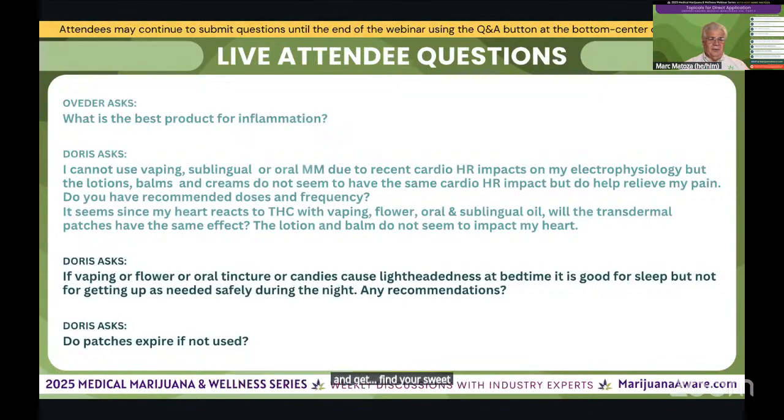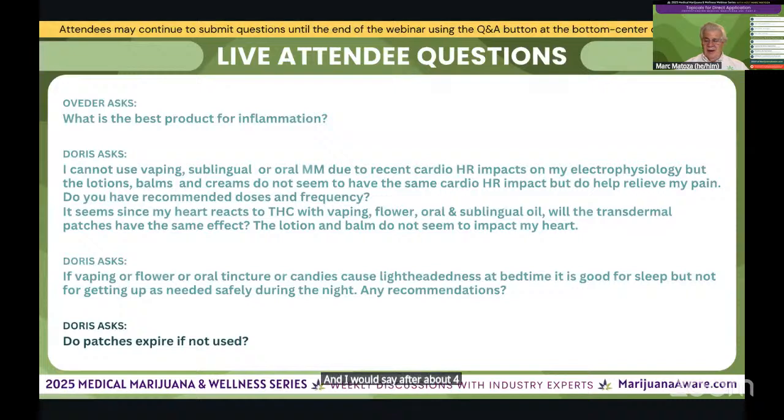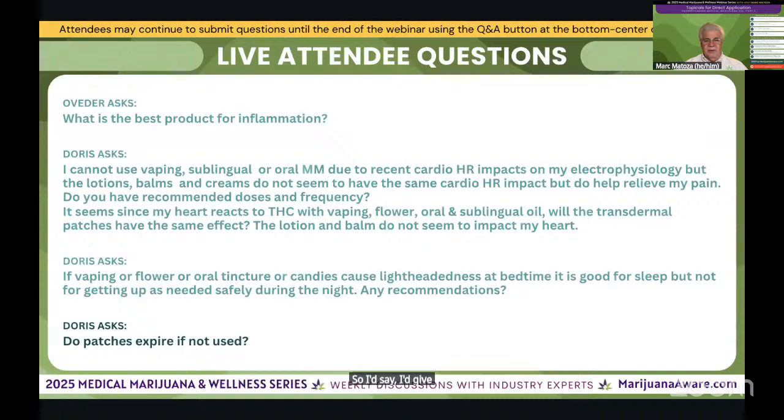That's really, really important. The next question Doris asked was great: do patches expire if not used? Well, medical cannabis products don't really expire as much as they lose their efficacy. I found that after 24 months, the patch does begin to lose its efficacy. Candidly, after about a year, it starts to lose its efficacy. And after about 4 years, its efficacy may be questionable as to whether it would be useful or not. So I'd give it between 2 to 4 years.